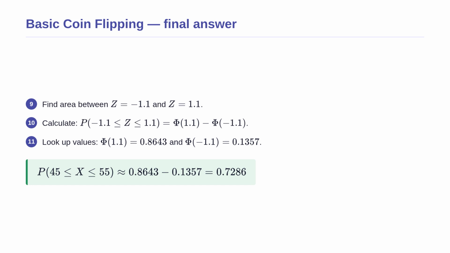Physically, this means there is roughly a 72.86% chance that flipping a coin 100 times will result in between 45 and 55 heads.